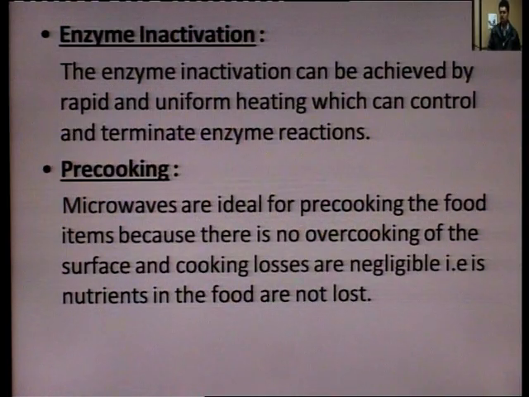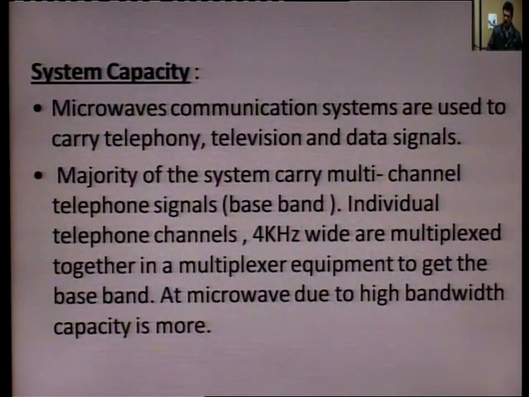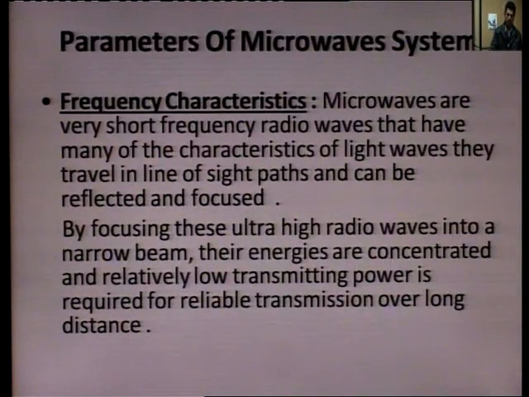So, that is, nutrients in the food are not lost. So, next are the parameters of the microwave system. Basically, first is frequency characteristics. Microwaves are very short frequency radio waves that have many of the characteristics of light waves. They travel in line-of-sight paths and can be reflected and focused.